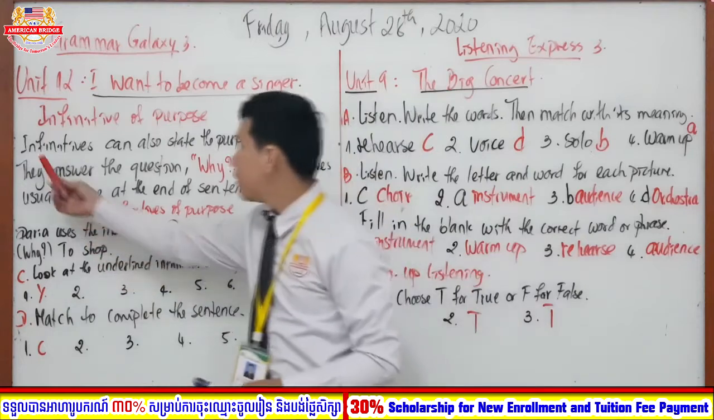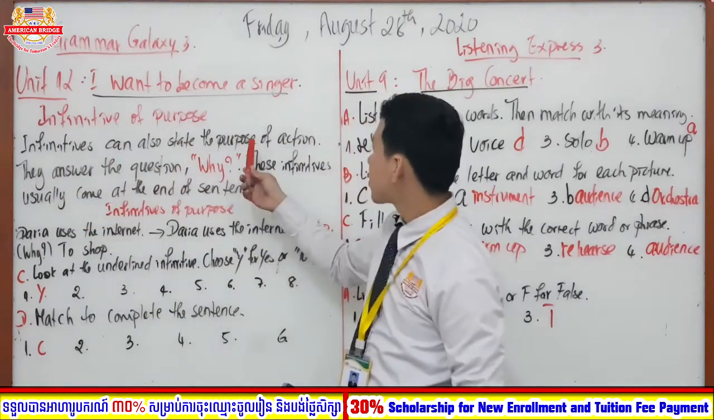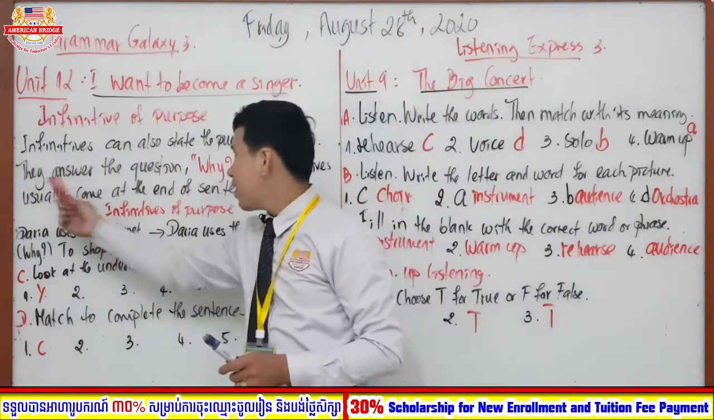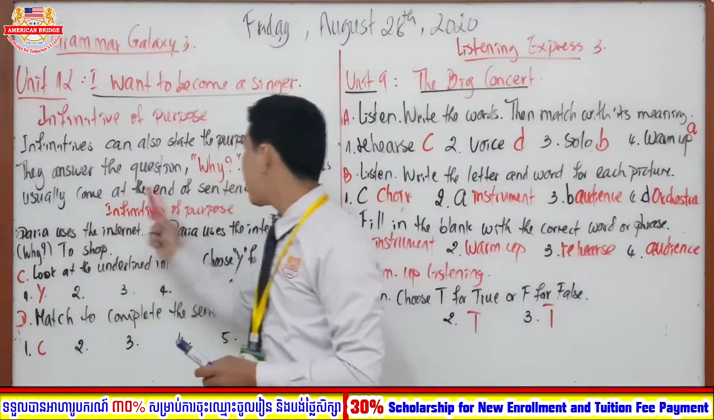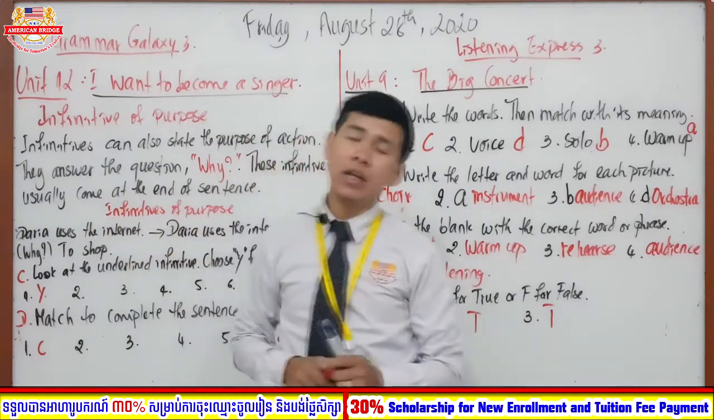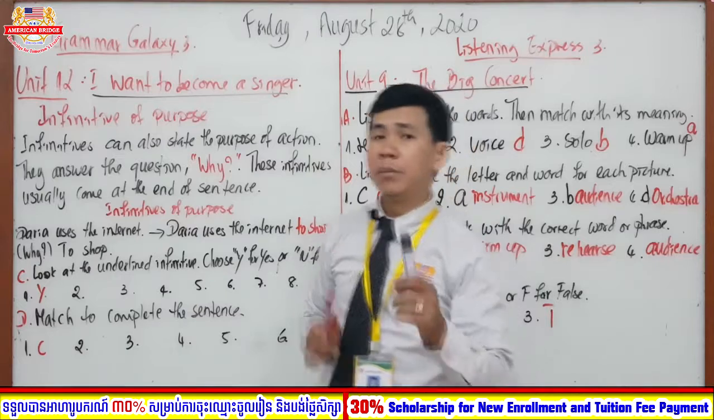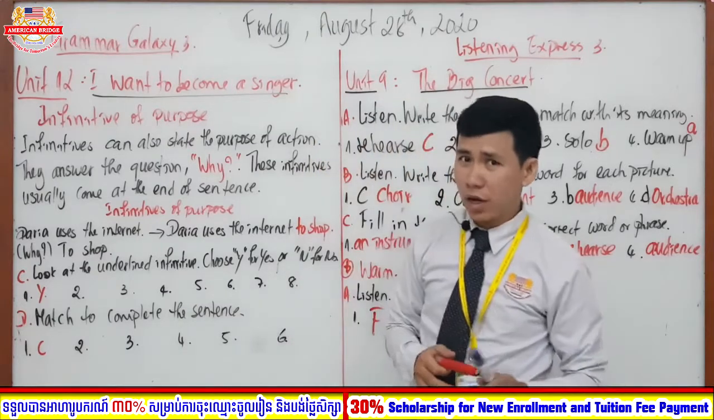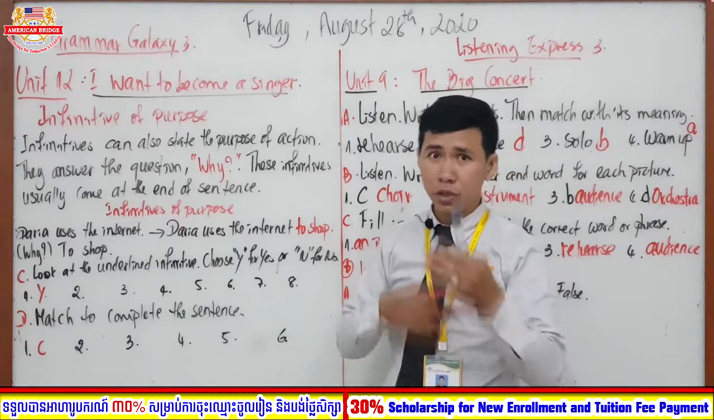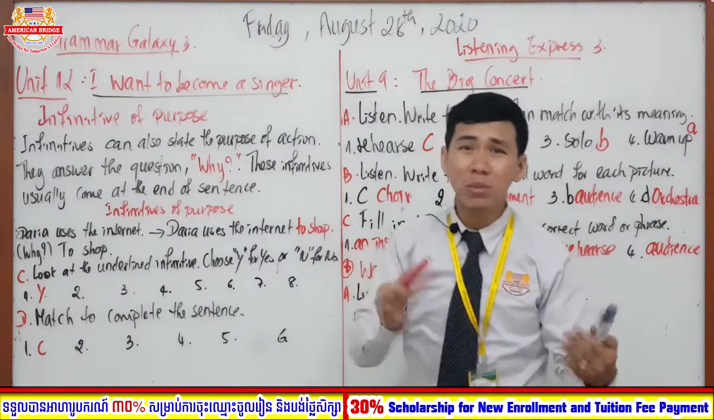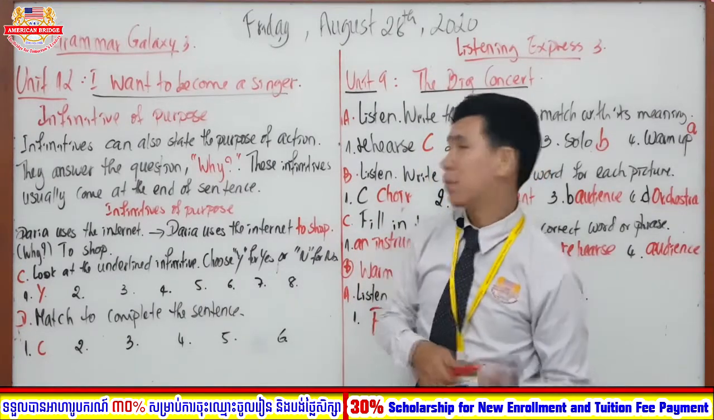Infinitives can also state the purpose of an action. They answer the question why. These infinitives usually come at the end of the sentence. In this case, it is going to answer the question why. So I'm going to read the example for you first, and then I'm going to explain it. How is the purpose stated?